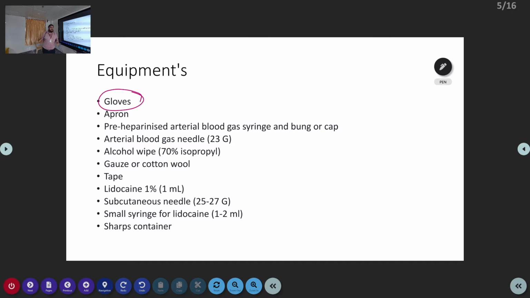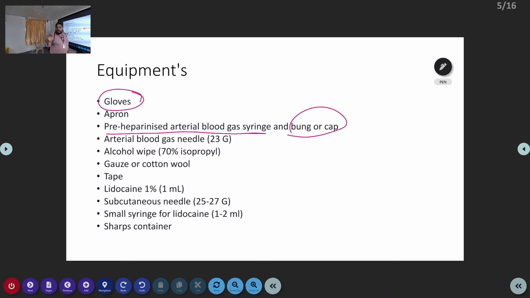Then most importantly, you should know there is something called a pre-heparinized arterial blood gas syringe. So there are different types of heparinized syringe. One is pre-heparinized. Already there is heparin inside the syringe. In another syringe there is no heparin. You need to collect heparin from a vial and you need to rinse that. So you will either use a pre-heparinized one or a non-heparinized one. But ideally it will be a pre-heparinized one, and you should also have a bung or a cap.